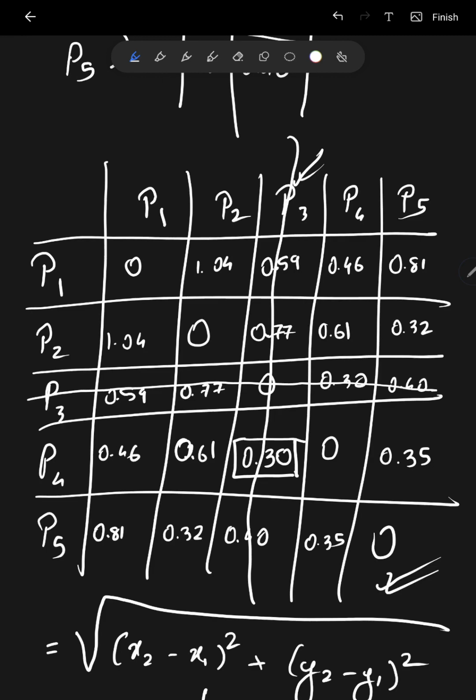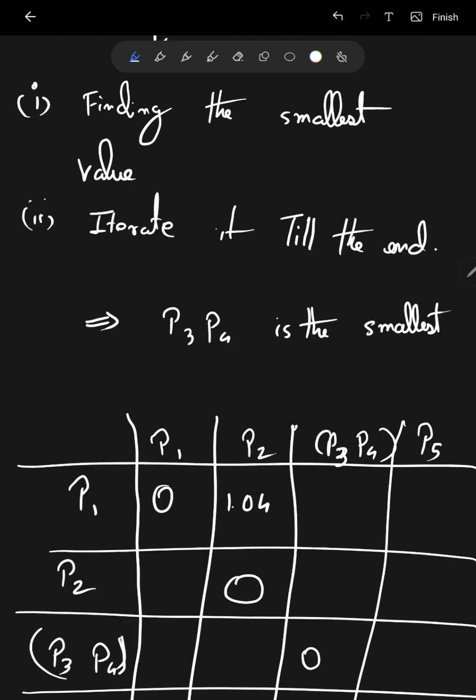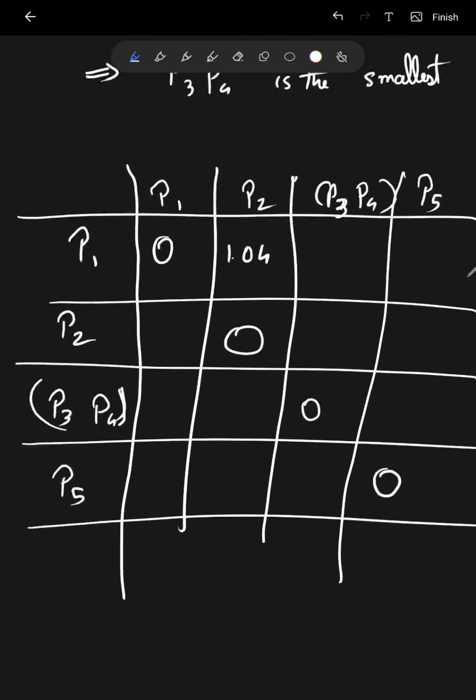So P3 and P3 have cancelled out, so we'll write the next value, that is 0.46 and then 0.81. So P3 and P4, in that we'll write 0.86 and 0.81. Similarly, we'll fill the other rows. 0.61. We'll write the values of the rows and columns that we have not cancelled out.